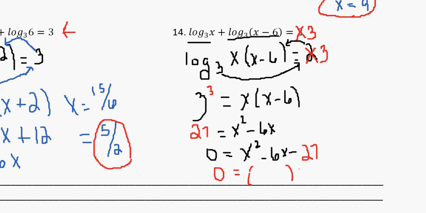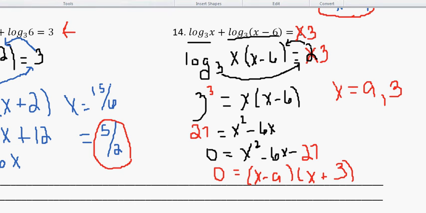You need two numbers that multiply to negative 27 and add to negative 6. That would be x minus 9 times x plus 3. So setting each one of those equal to 0, my solutions are 9 and 3. I get two solutions. Okay, but remember to check your solutions.